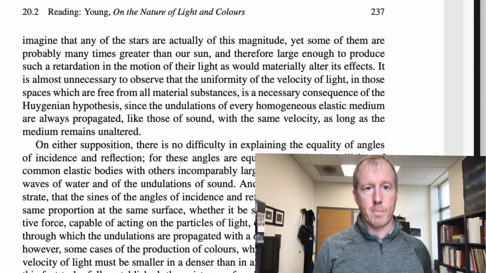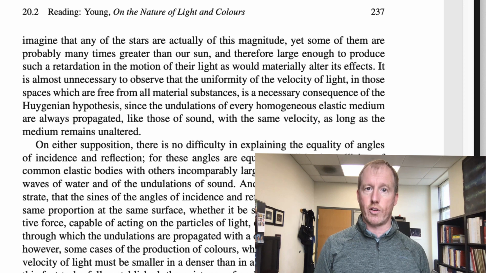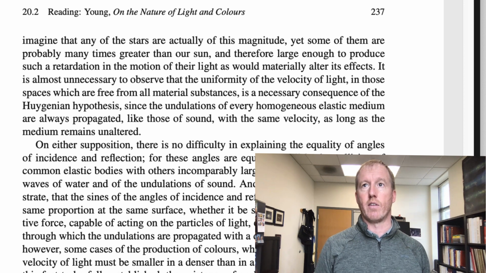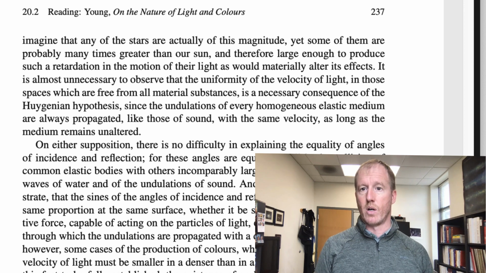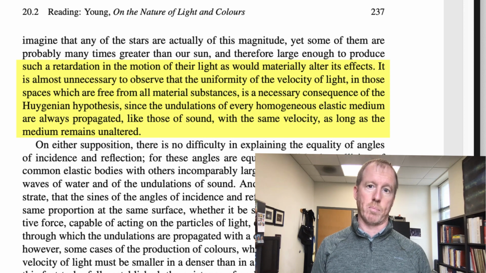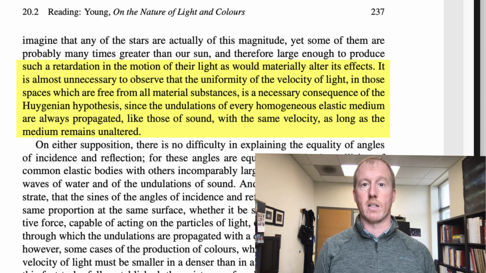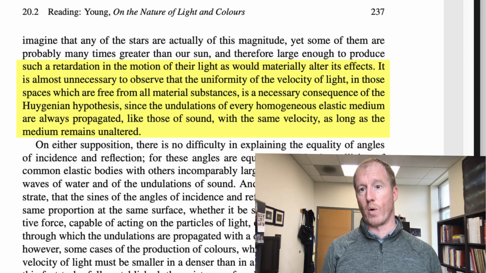And then he goes on at the bottom of the first paragraph on page 237 to say the wave theory of light can very easily account for the uniformity of the speed of light. Why is that? Well, because no matter what the source of light, whether a burning piece of wood or a burning piece of iron or a burning star, it doesn't matter what the source is, because for waves, the speed of a wave is governed not by the source, but by the medium itself. So the stiffness of the medium is what governs the speed of a wave.